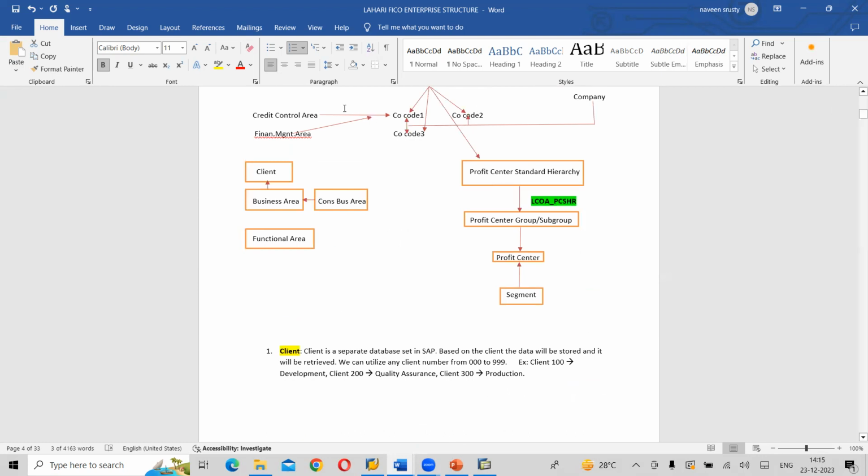See here, company codes are integrated with the credit control area. This is not only one company code. This is related to all the 3 company codes or 10 company codes or 20 company codes. So the financial management area is also related to the company code only, integrated with the company code only. Is that clear?